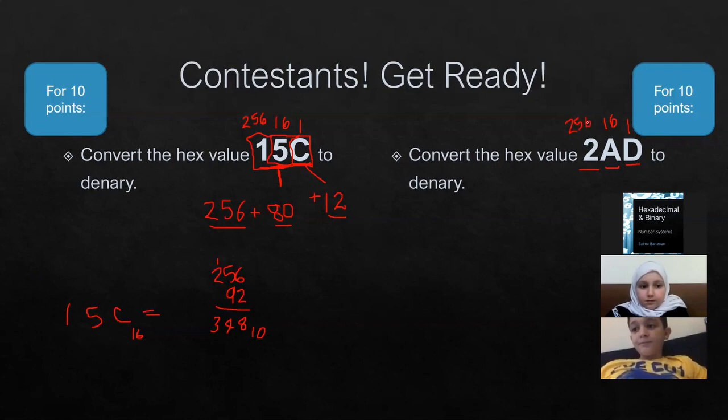All right, it's still anybody's game. All you got to do is multiply. You do have to multiply the numbers. So D is equal to what? A is 10. D is 13. 13 times 1 equals 13. A is 10. 10 times 16 equals 160. So 160 plus 13 is 173. And 2 times 256 is 512. So 512 plus 173. I'll do that.